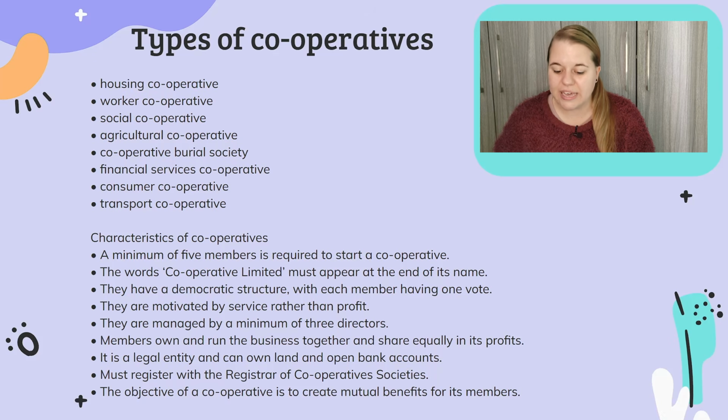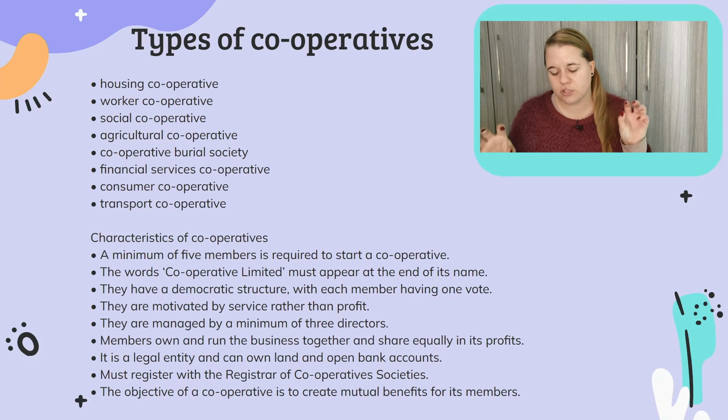It is a legal entity, so it can own land, it can own assets, and it can open a bank account. Remember again, legal entity, legal personality, separate from the person themselves. Register with the Register of Cooperative Societies. The objective of a cooperative is to create mutual benefits for its members.